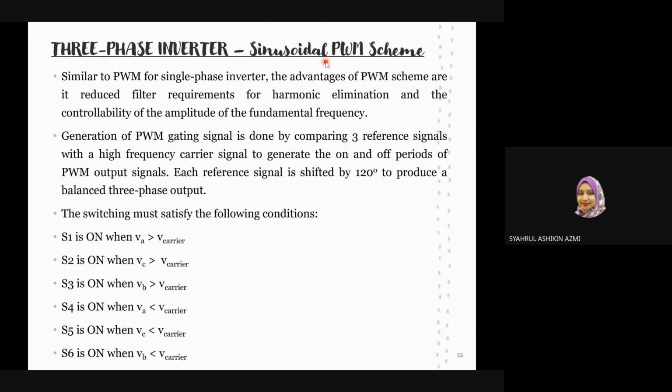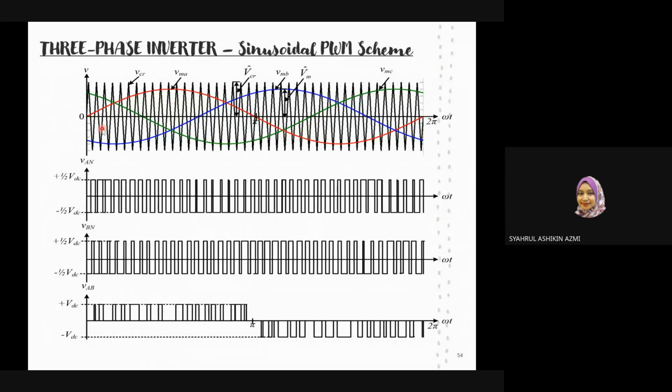But the difference is that in terms of the reference signal, in the three-phase inverter we are using three reference signals, for phase A, B and also C, and these three reference signals will be compared with one high frequency carrier signal. Okay, these are the switching rules for S1 until S6, and this is the implementation of the inverter using PWM. We call it sinusoidal PWM.